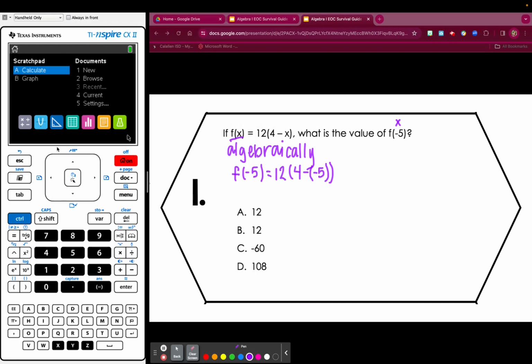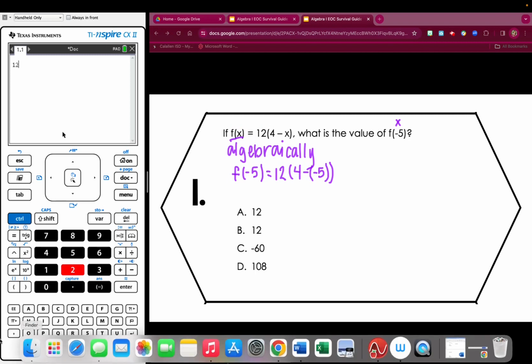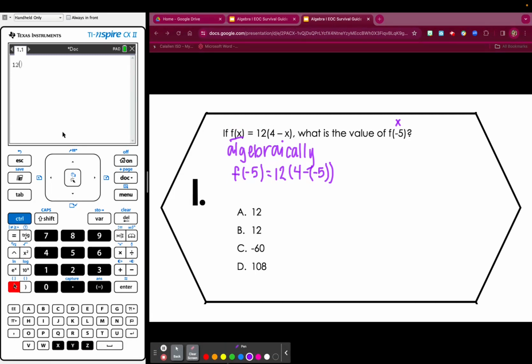So I'm going to press the home button, open up a calculator window, and I'm typing in 12, parentheses, 4, minus, open up parentheses, negative 5, and then double parentheses. And when I press enter, I end up getting 108. So here my answer would be D. But again, I'm going to show you 3 different ways to do this.